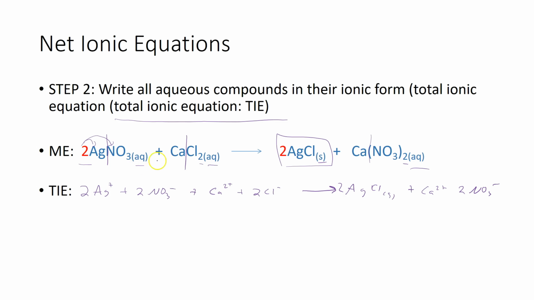So I take anything with the AQ, not the ones that say solid or gas or liquid, and I separate the aqueous compounds into their individual ions. Added subscripts become coefficients. Coefficients distribute to everything in that compound. So that's step 2.